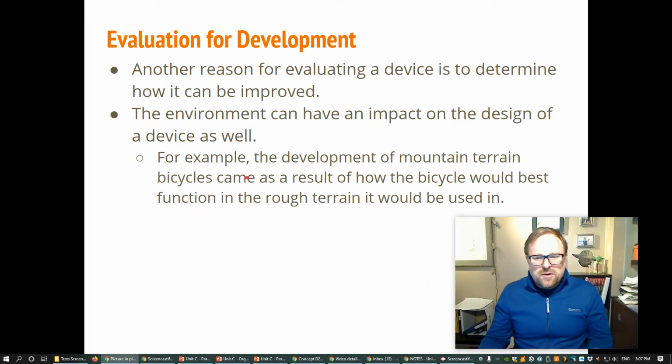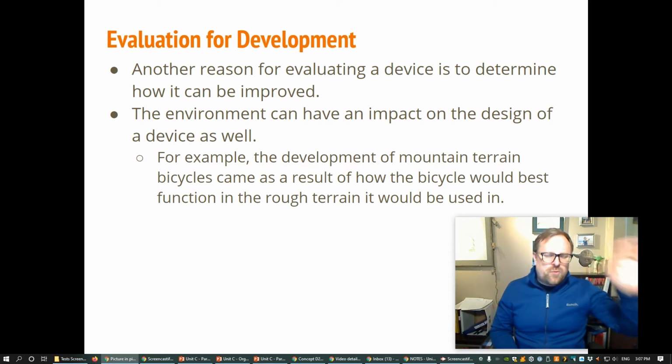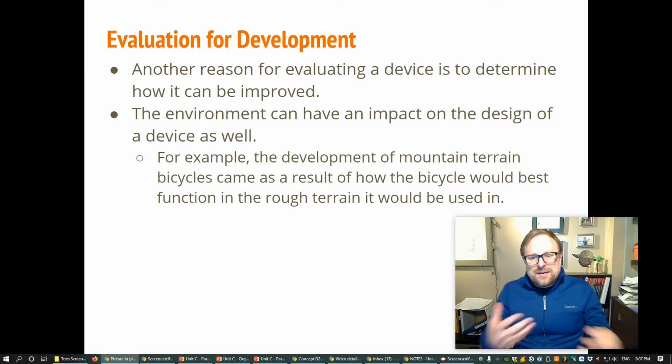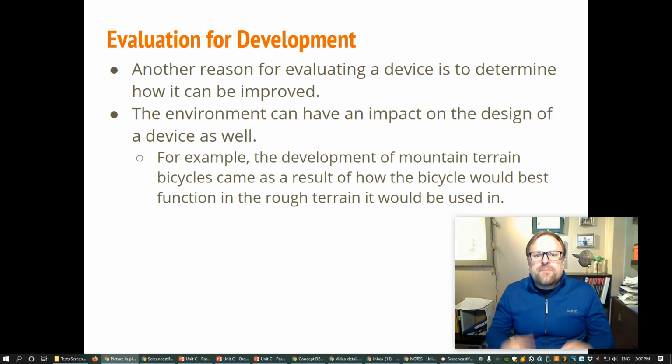That's the example here of a mountain bike versus a road bike, right? The development of mountain terrain bicycles came as a result of how the bicycle would best function in the rough terrain it would be used in. So we wanted people who wanted to ride in off-road situations, off-road in trails that have logs and rocks and all these other kinds of things. They needed a bike that could handle that. And so the development of the new bike came from evaluating the reason why somebody might be riding the bike.